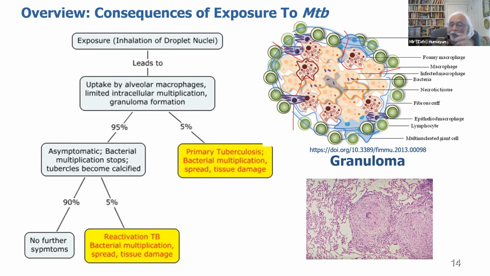A granuloma can be viewed as an effort by the host organism to isolate infected macrophages in a fortress-like structure consisting mostly of immune cells, which are surrounded ultimately by a fibrous cuff.